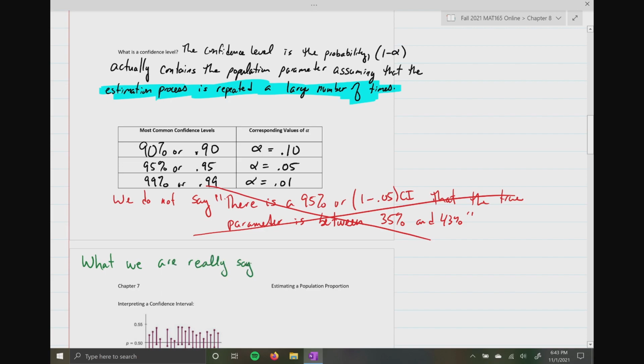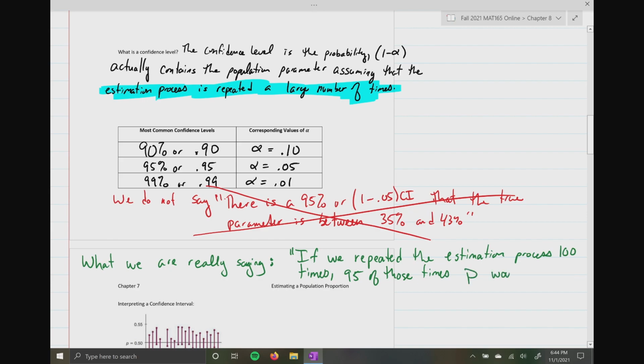What we are really saying here is, and I'm going to use some static numbers because they're really easy to understand, if we repeated the estimation process 100 times, 95 of those times, P would be in between 35% and 43%. That's what we were really saying here.